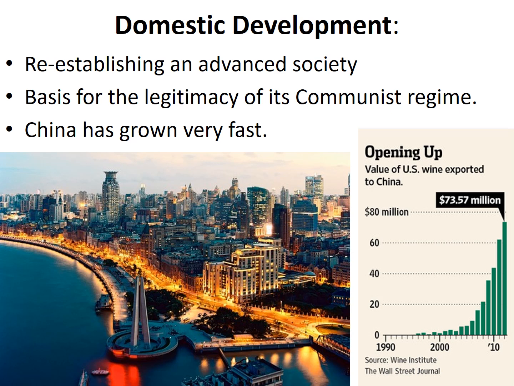Domestic development. China's priority is reestablishing an advanced society, which is the basis for the legitimacy of its communist regime. China's grown very, very quickly. China, however, has become the leading emitter of carbon emissions. And this is actually not favorable to China because a lot of the pollution persists and causes long-term health problems for its population. And it's an intangible which, even if it doesn't affect the power of China, it has an impact on the legitimacy of the state in terms of its competence to administer the good life in China.